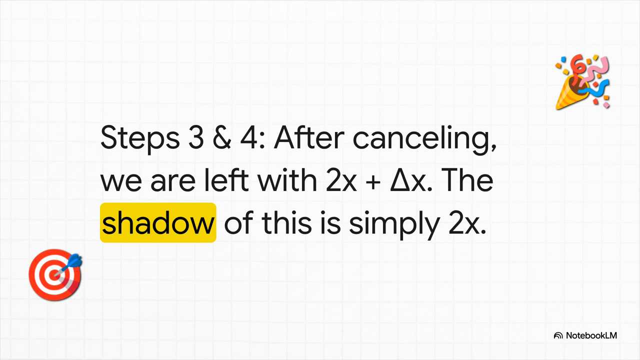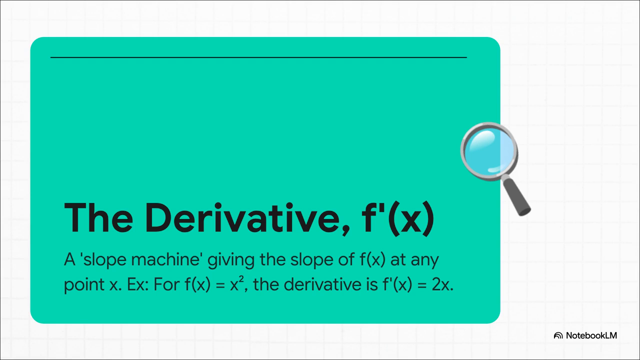And for the final step, step 4, what's the shadow of this? Well, since delta x is infinitesimally small, we basically treat it as 0. So the shadow of the whole thing is simply 2x. And that thing we just found, that 2x, it has a very special name.